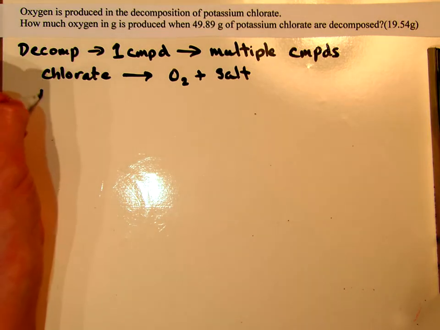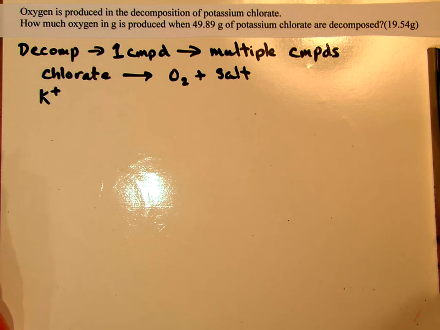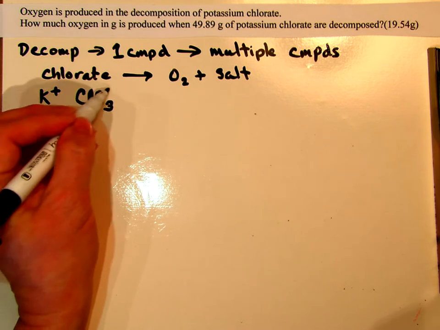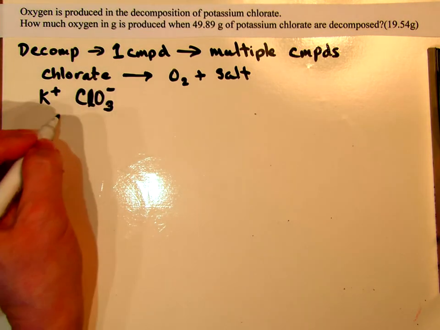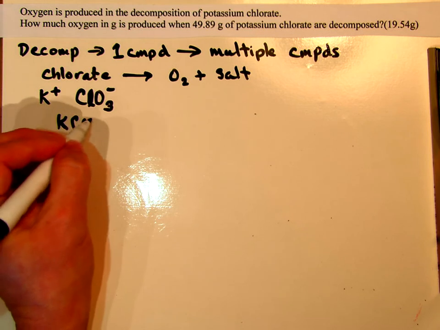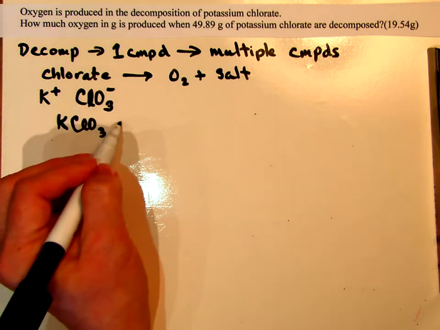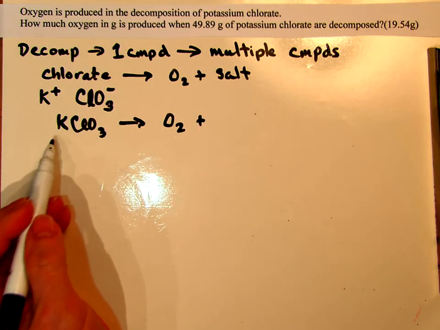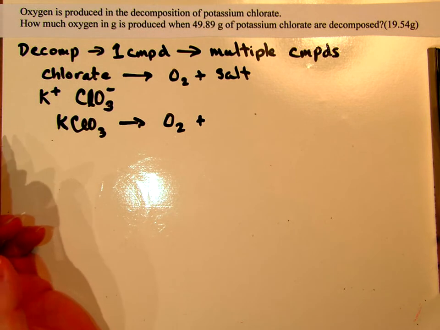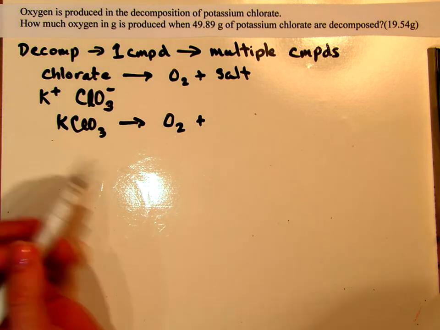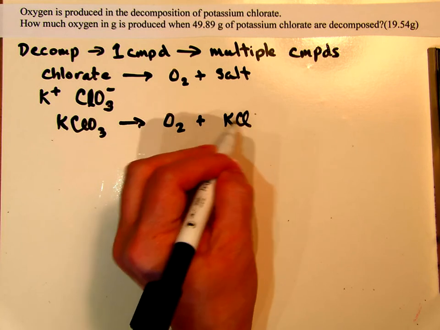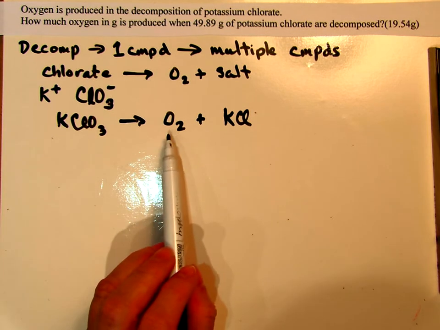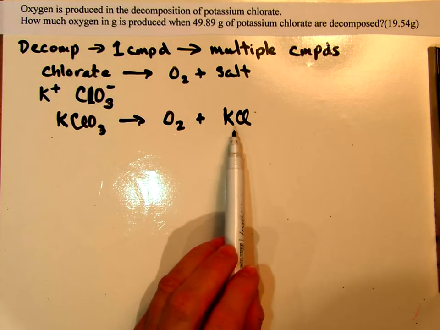Now remember, potassium is a +1 ion, and chlorate is ClO3 with a -1 charge. So potassium chlorate is simply KClO3. It's going to decompose into oxygen and a salt, and you may be familiar with salt as being NaCl, sodium chloride, but KCl is also a salt. It's not a salt you'd want to eat, but it is a salt, okay? So potassium chlorate turns into oxygen gas and potassium chloride salt.